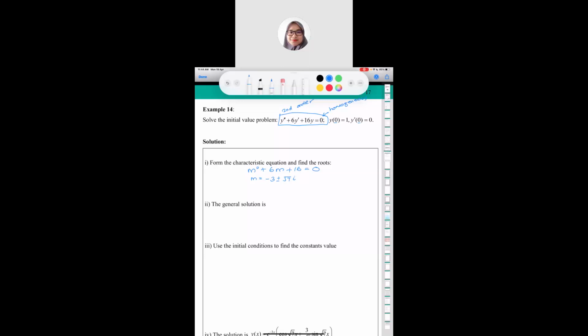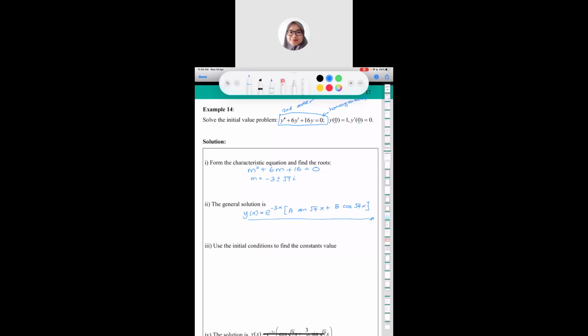Therefore, the general solution, atau saya boleh tulis y(x) equal to, apa kita punya general solution? y(x) equal to e^(-3x) (A sin square root 7 x plus B cos square root 7 x). Nak tulis cos dulu boleh, nak tulis sin dulu pun boleh, doesn't matter. So we have the general solution.